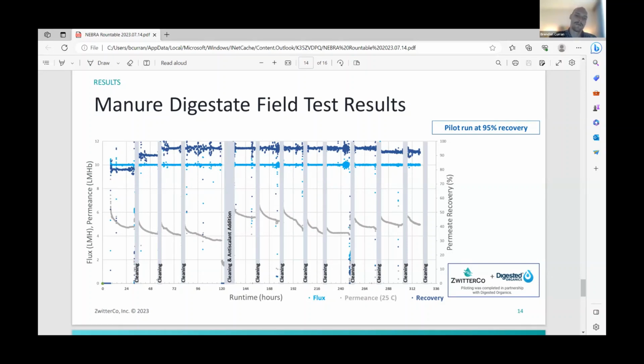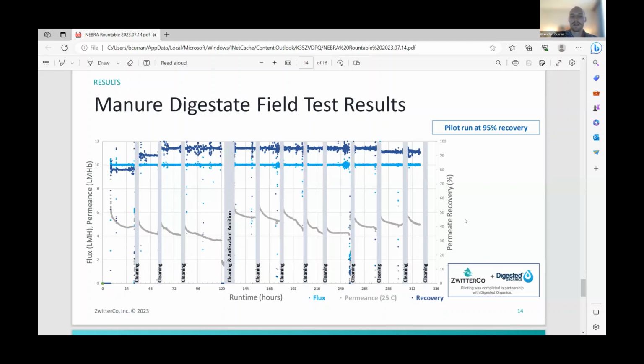And we were able to get the permeance back up after each cleaning. The gray bars here are cleaning. This is a cleaning cycle with caustic, bleach, and there was also an acid in this cleaning cycle. The only time that we didn't clean, we added a little bit of an anti-scalant here, but we haven't really had any issues with that at the full commercial size.